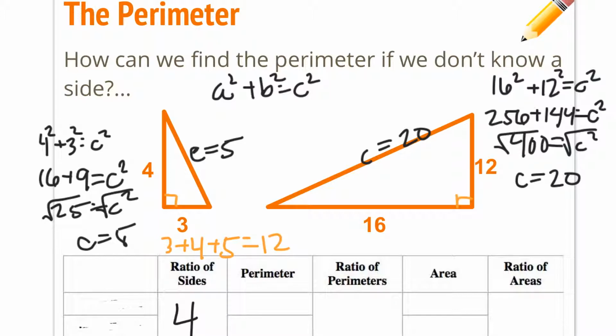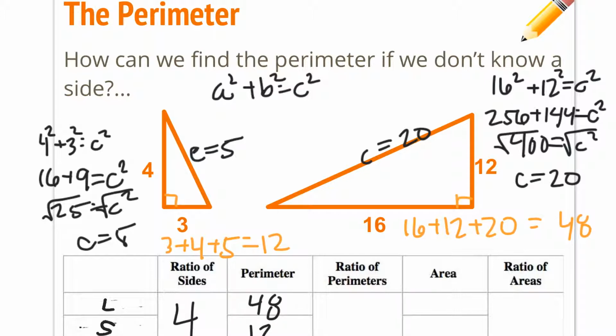For yours it's going to be large over small. Your perimeter for the small one is going to be 12. And for the big one, let me change the colors. 16 plus 12 plus 20. 16 plus 12 is 28, plus 20 is 48. 48.